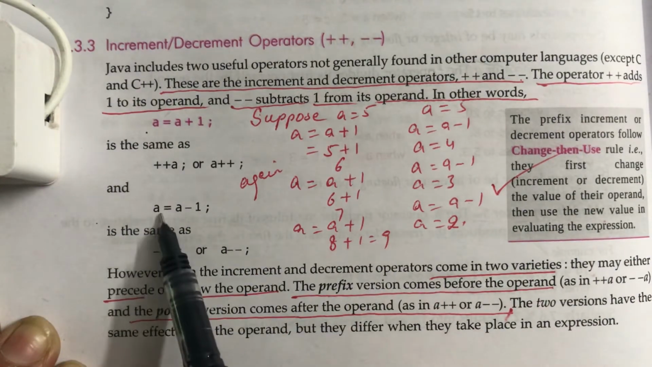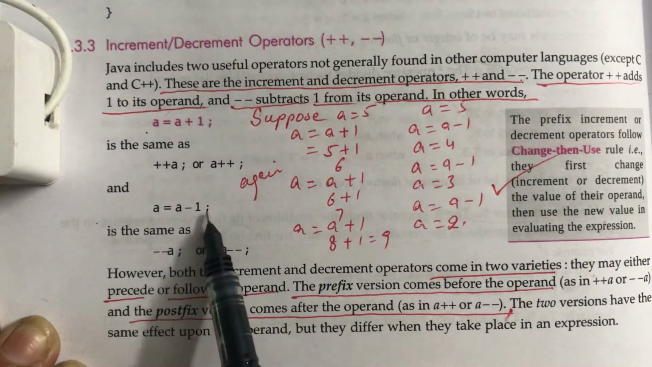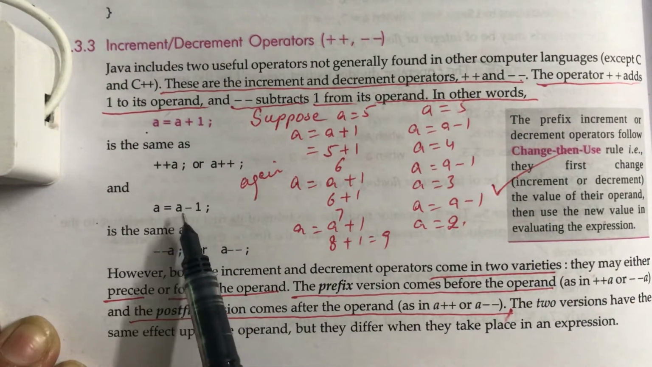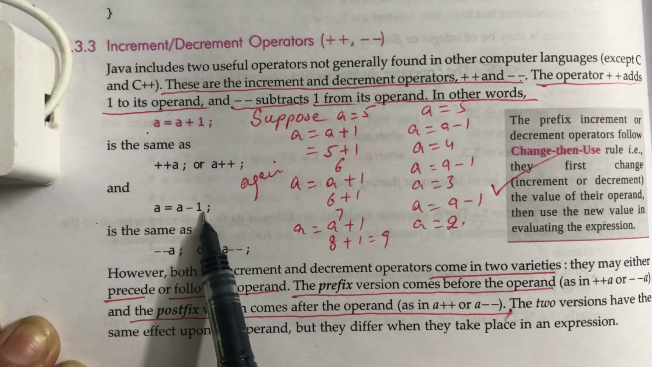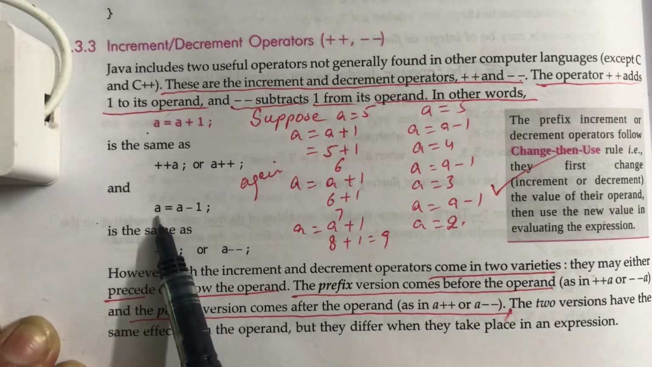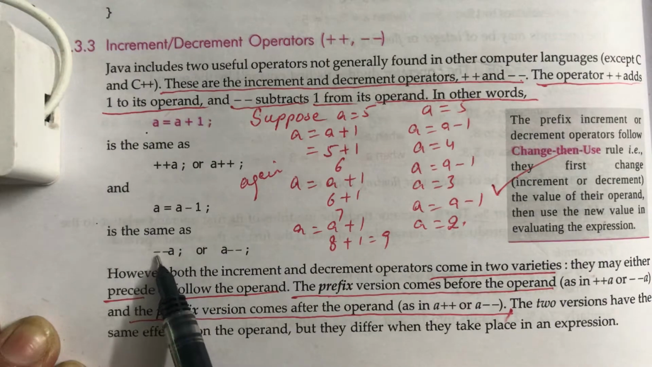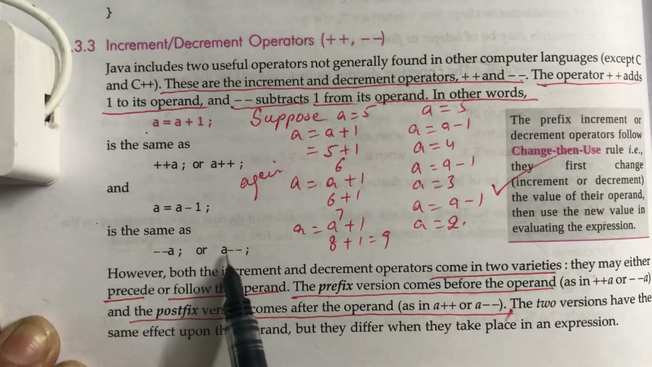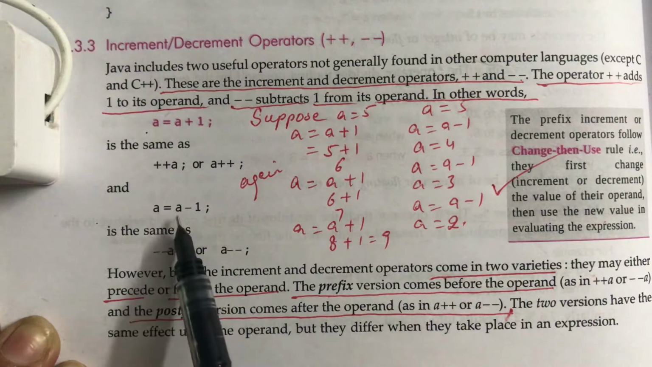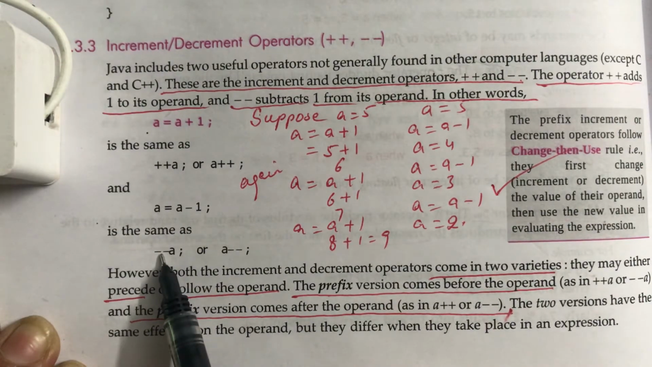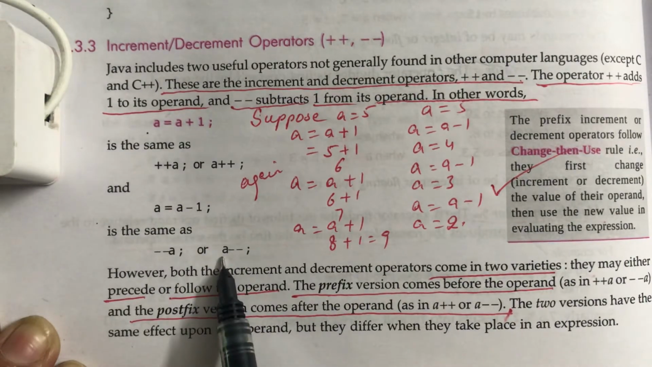And in the same way, if we have a is equal to a minus 1, suppose the value of a is 4 and you write 4 minus 1, it becomes 3. So now the value of a will be 3. Now this line can be written as minus minus a or a minus minus. They both will mean the same thing. This is written before the operand, so we call it pre-decrement. This is written after, so we call it post-decrement.